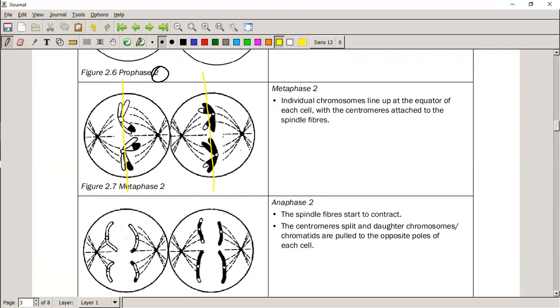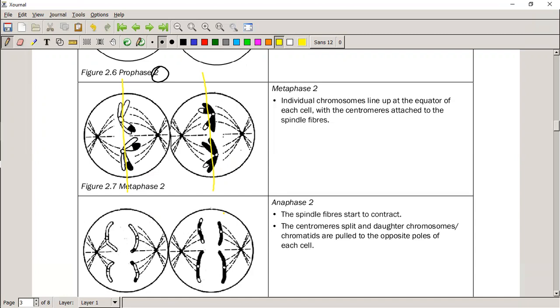Can you please go back to prophase one? Those four chromosomes, are they in one cell? In prophase one, they're in a single cell. In prophase two, there's two different cells. In meiosis one, they divide from being one cell to two individual cells. There's no division in prophase, I mean, in meiosis one.